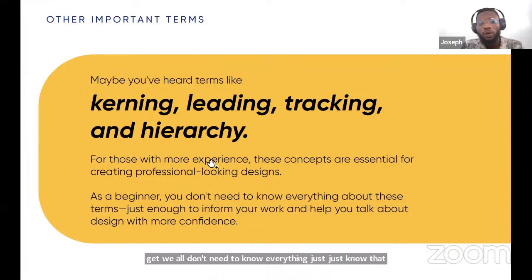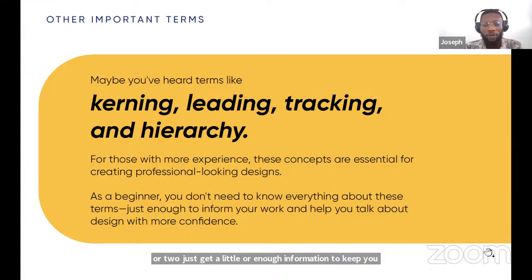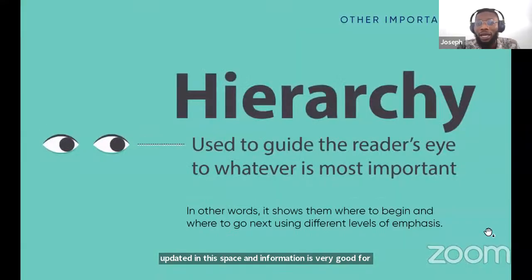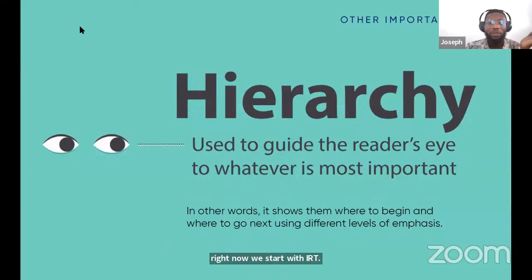Just look for one or two, just get enough information to keep you updated in the space. And information is very good for your confidence as well, right? Now we start with hierarchy. Hierarchy is used to guide the reader's eye, like we know, because it just tells you what is big, what is small, and what goes next.